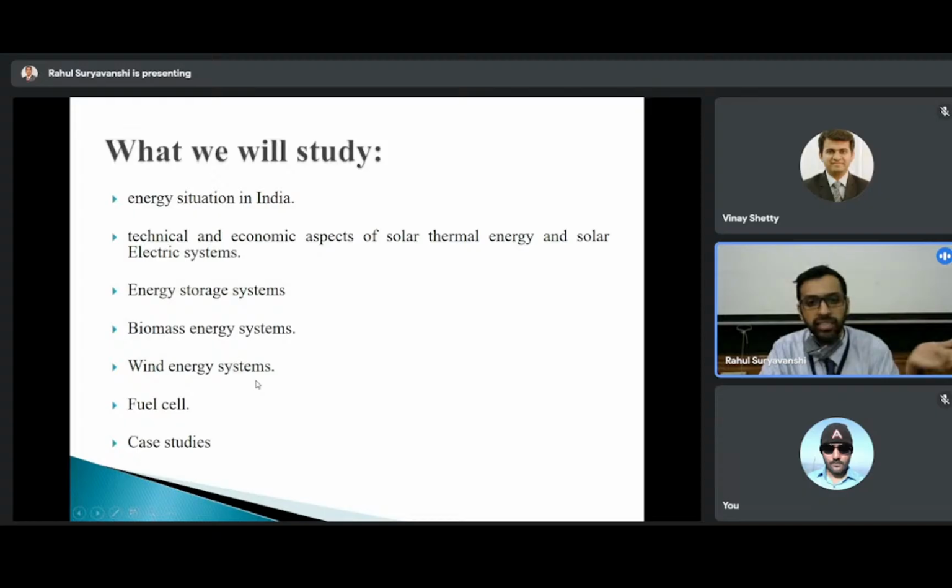Then wind energy systems, as I have given you, there is a large amount of things which we can study here. Here we are going to study the different types of wind turbines, the derivations used for calculating how much energy can be extracted from the wind, the size of the wind turbine, and how the site has to be selected. Then fuel cells. This is also one of the emerging areas that we'll be studying.